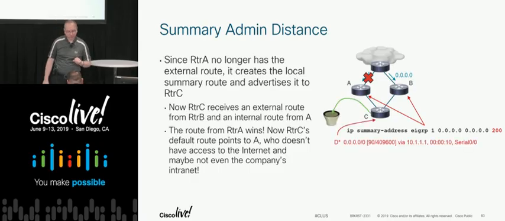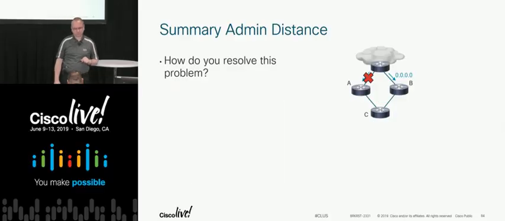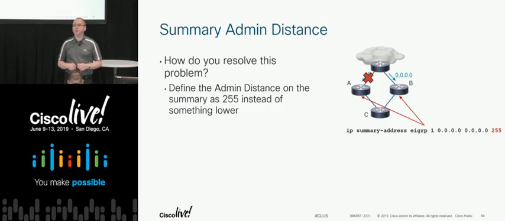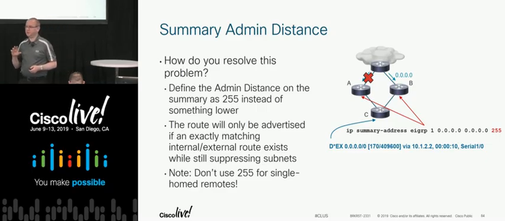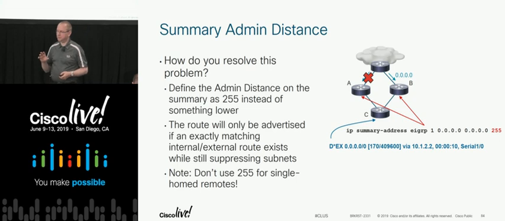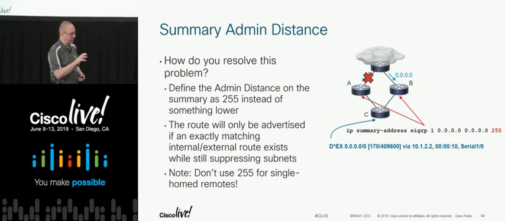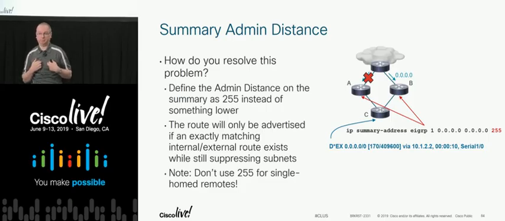Again, what can we do here? One of the possibilities is to configure the summarization with an administrative distance of 255. This has a very peculiar effect. If you summarize into a summary network with an administrative distance of 255, you will not advertise that summary. You will advertise that network equal to the summary only if you learn it from elsewhere. But you're not going to advertise it if it's originated by you alone.